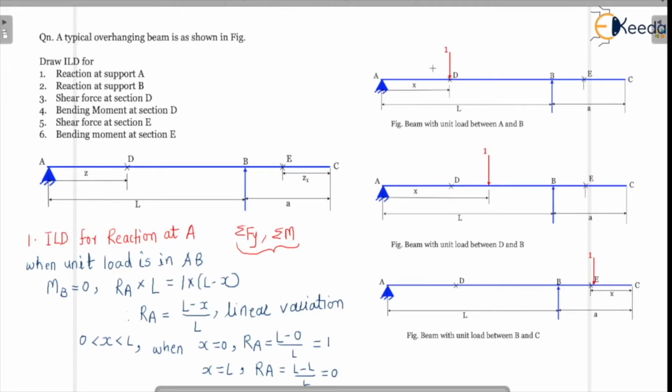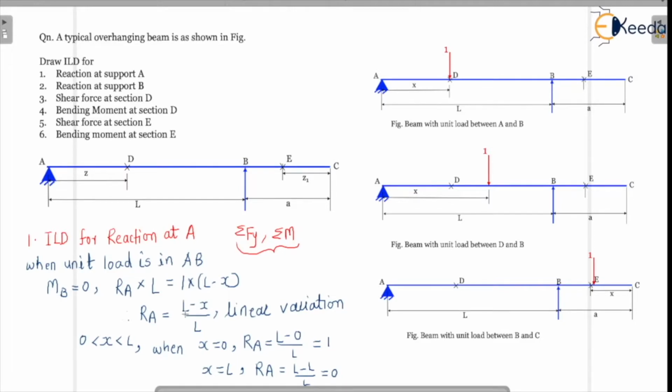For every case, we are going to get some support reactions RA and RB, and as we progress in the solution, we will come to know how we are going to utilize them. So these are the positions of the unit load we are going to consider, because as the position changes, our influence line diagram will change, and we may get a different value. Now, starting with the first, we have to calculate reaction at support A.